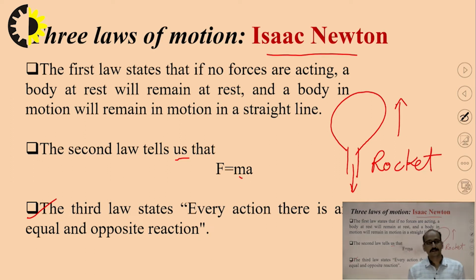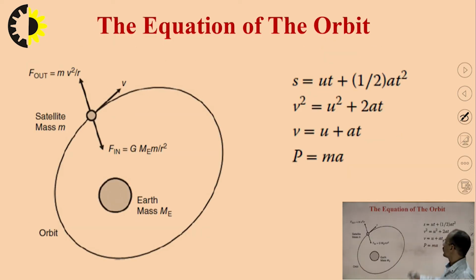Then these three laws, the first given by Kepler, then those by Isaac Newton, prepared the basics for the equation of the orbit. How? You can note here. When we are talking about the equation of the orbit, this is our Earth and that is the elliptical orbit in which the satellite is moving. It all started with Newton's equations of motion. The first says S is equal to ut plus half at square, where S is the distance, u is the initial velocity, a is the acceleration, and t is the time.